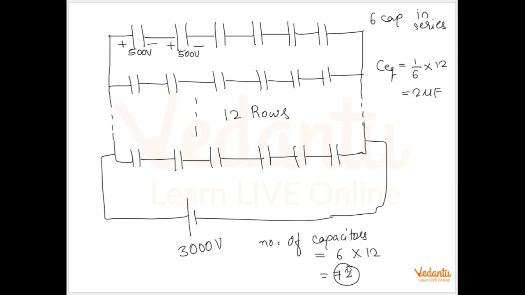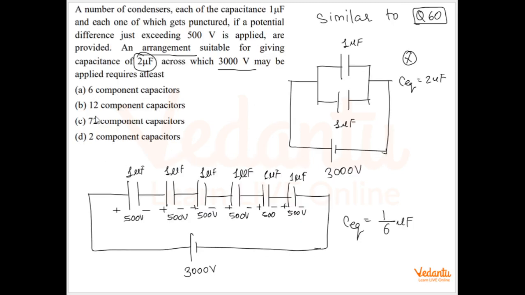Understand, beta, why are we doing all of this? We are connecting the 6 capacitors in series to divide this voltage. That is the purpose. And then we are connecting 12 rows of these series capacitors to get an equivalent capacitance of 2 microfarad. So when we do both these things, beta, we will get a voltage of 500 volt on each capacitor plus an equivalent capacitance of 2 microfarads. So option C will be the correct answer here.